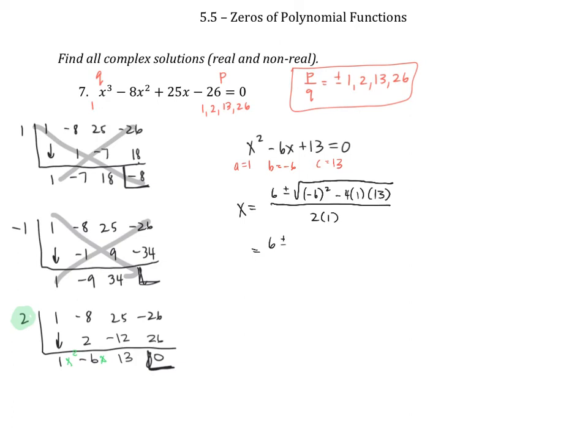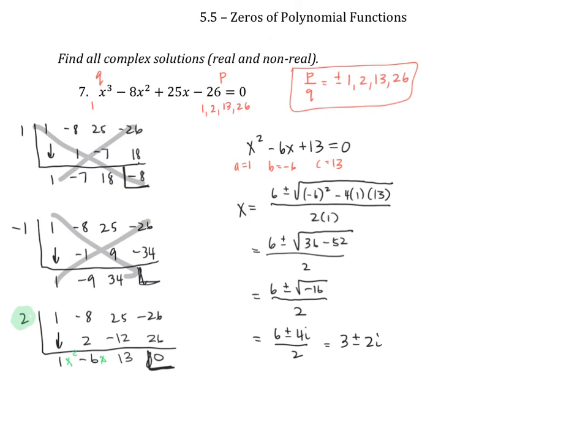So we'll have 6 plus or minus the square root of 36 minus 52 all over 2. So 6 plus or minus the square root of, that's -16 over 2. Remember, the square root of -16 is going to become 4i. So this is going to be 6 plus or minus 4i over 2. And then I can divide each piece, so 3 plus or minus 2i.